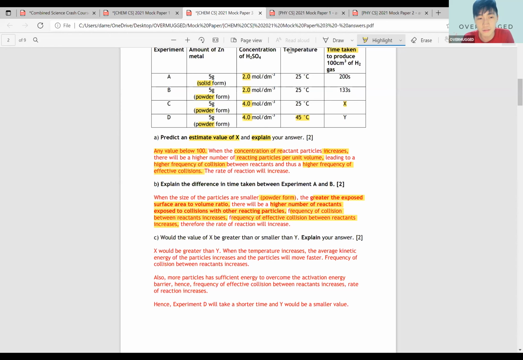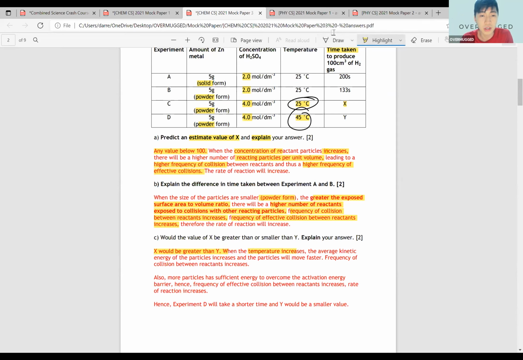So once again, rate of reaction, keywords, keywords, keywords. Can't stress this enough. Okay, so how would the value of X be? Will it be greater or smaller than Y? So you expect that X would be a bigger value than Y. Why? What's the reason? Because if you compare the temperature, Y is at a higher temperature, which means higher rate of reaction. So same thing, once again, it's all about the keywords.